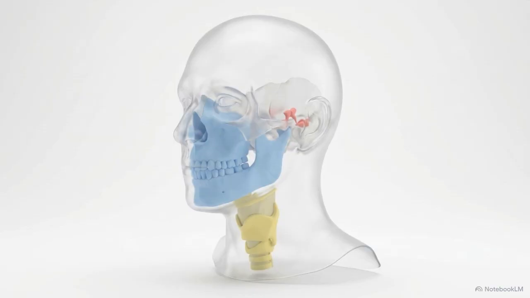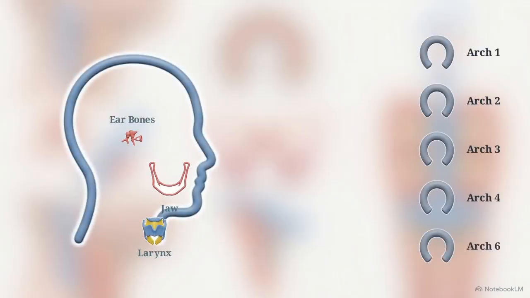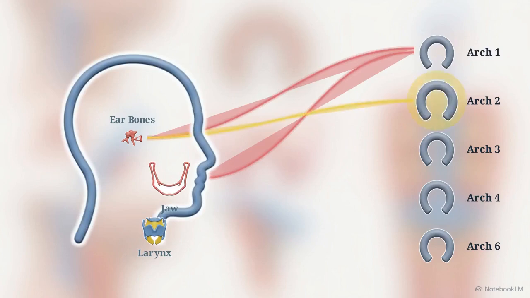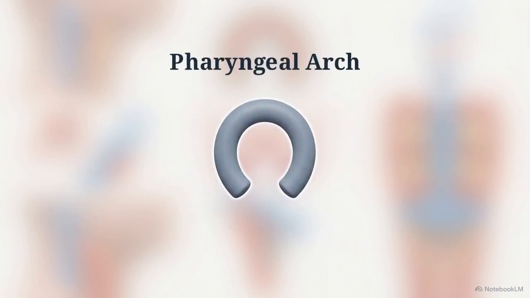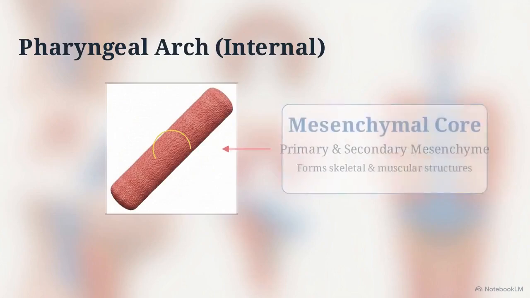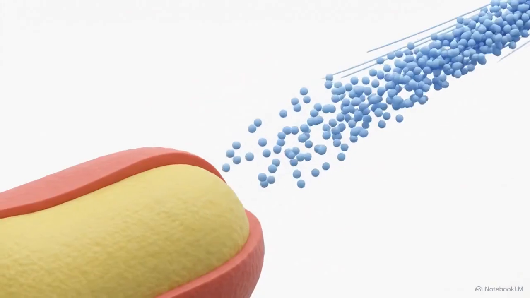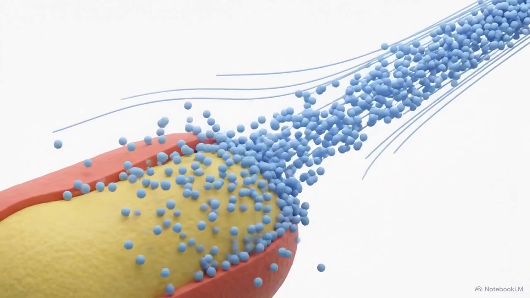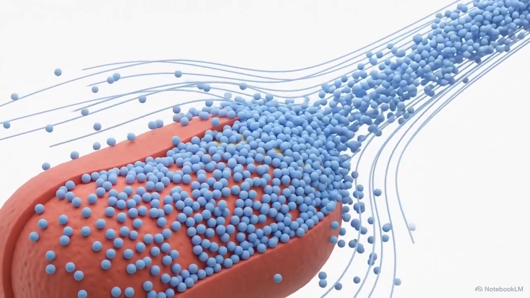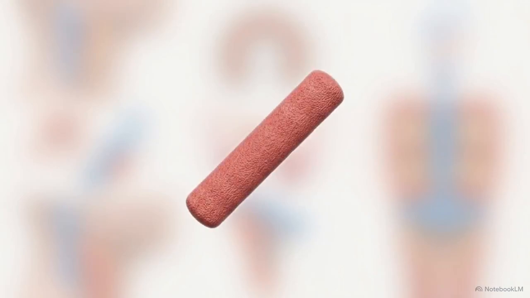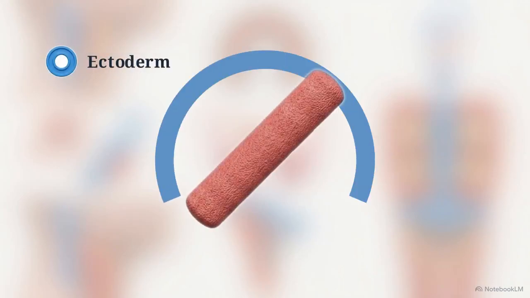The adult structures of the head and neck are not randomly distributed. Their final position, function, and innervation are rigidly dictated by exactly where they originate within this temporary 6-part embryonic scaffold. To understand what these arches produce, we have to look at their internal composition. Each arch features a mesenchymal core. This core is formed partly by primary mesenchyme, but the major component is secondary mesenchyme, which originates from migrating neural crest cells. This core is then sandwiched between 2 distinct cellular layers. The external surface is lined by ectoderm, while the internal surface is covered by endoderm.